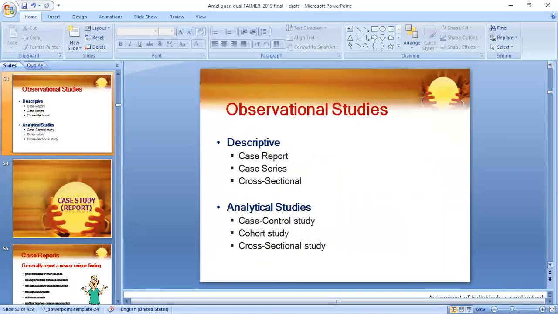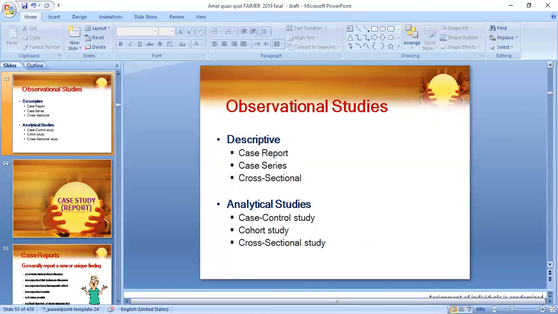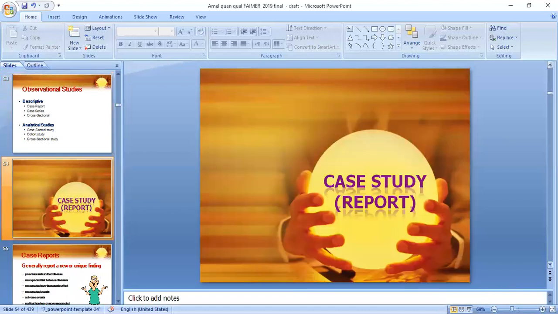So in order to classify them, we have the descriptive type, which is case report, case series, or cross-sectional study, and we may have the analytical type like case control study, the cohort study, and cross-sectional study. Let us go deeper and discuss some of them.